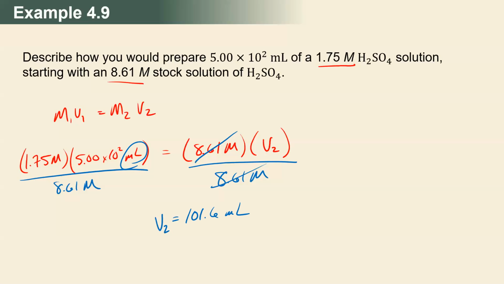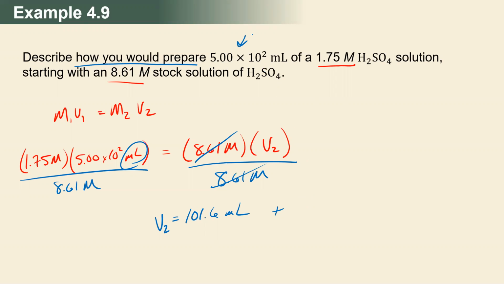And I'm going to go one step further because it says, how would you prepare? We're going to take 101.6 milliliters of our acid, and what are we going to do with it? Dissolve when I put the water into it. Yeah, so we need some water. How much water would we need? Not the same amount, right? What would it be?